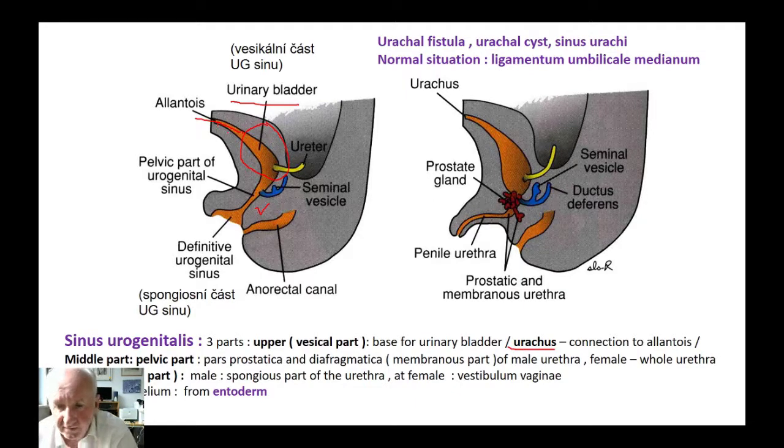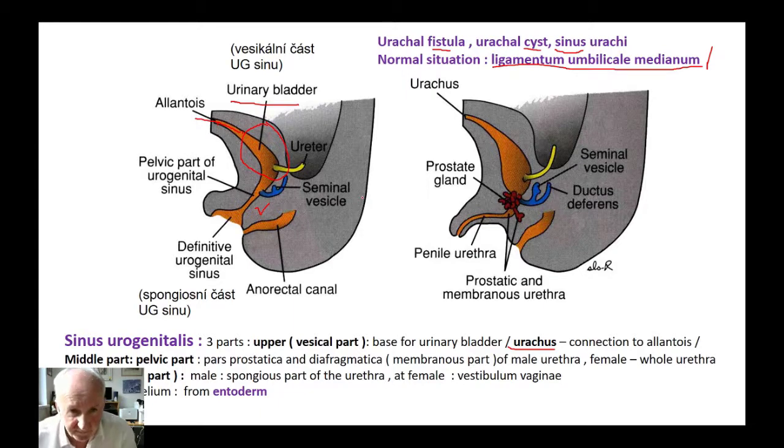The lumen should completely vanish, and it will change into ligamentum umbilicale medianum, the median umbilical ligament. Sometimes it can happen that the lumen is staying in the center. Then you can see the urachal fistula, or you can see a cyst, or you can see even a sinus urachi in the center of the urachus.